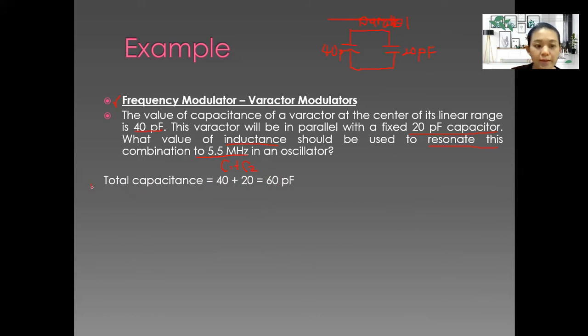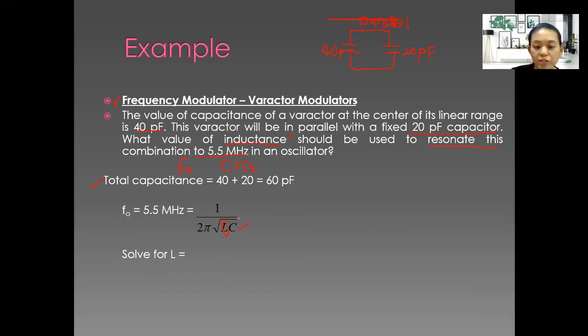Done. Next step, we know that we have our resonance frequency, F0, equal to 5.5 megahertz. From here we want to find the inductance value. So we use the resonance frequency formula, 1 divided by 2 pi square root of LC. To find L, we have the C value, so we just substitute the C value inside and we can find our L.